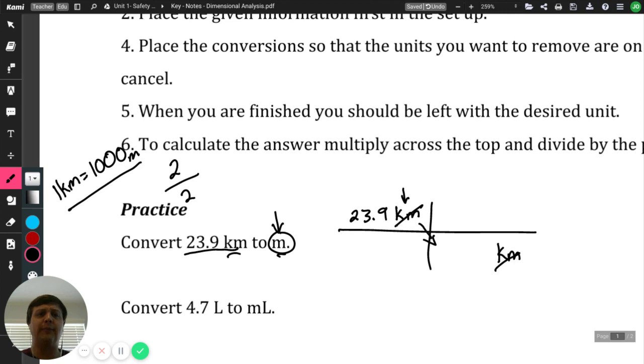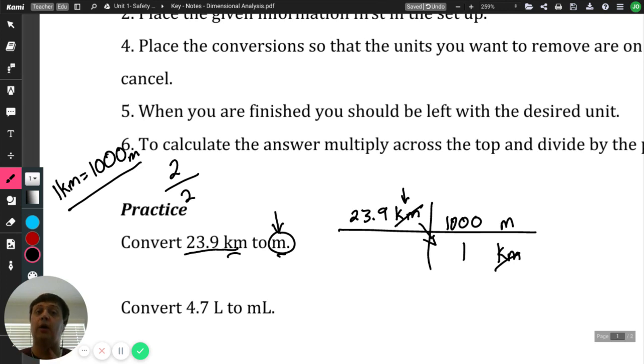So how do I do that? Well, just like with a gift tag, you have your from on the bottom and the to on the top. So I'm going to meters and I'm coming from kilometers. So to on top, from on the bottom. Now what do I do? Well, I put my conversion factor in there. I know that I have 1,000 meters for every 1 kilometer.